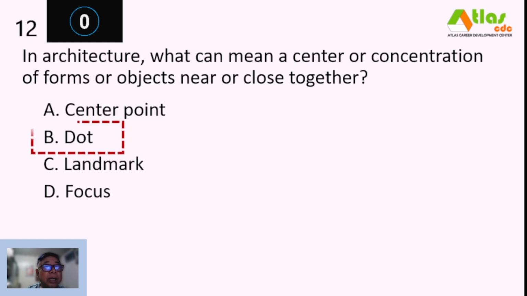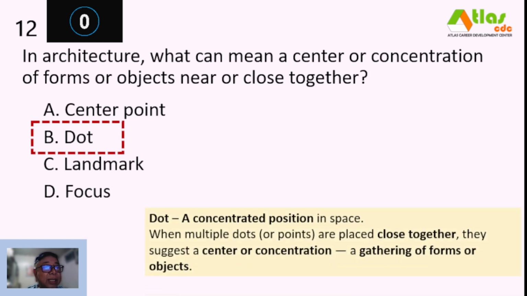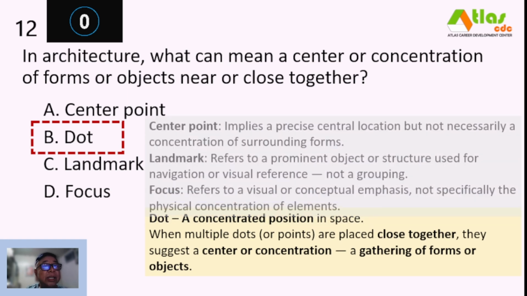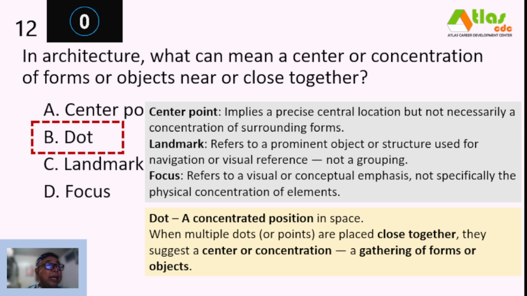And our correct answer is B. Dot. So a dot is a concentrated position in space. When multiple dots or points are placed close together, they suggest a center or concentration, a gathering of forms or objects. Center point implies a precise central location, but not necessarily a concentration of surrounding forms. Landmark refers to a prominent object or structure used for navigation or visual reference, not a grouping. And focus refers to a visual or conceptual emphasis, not specifically the physical concentration of elements.